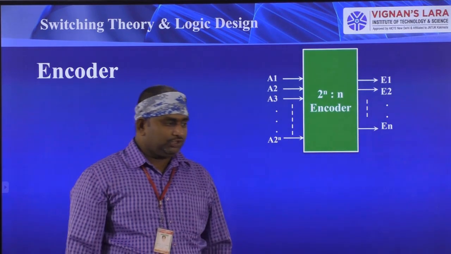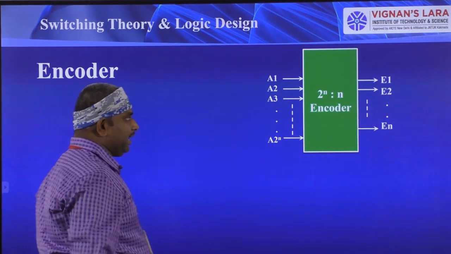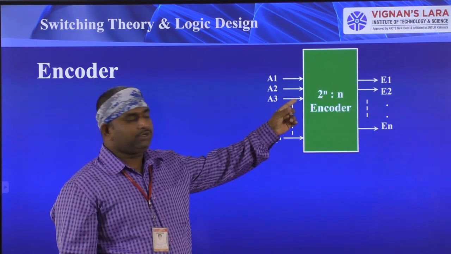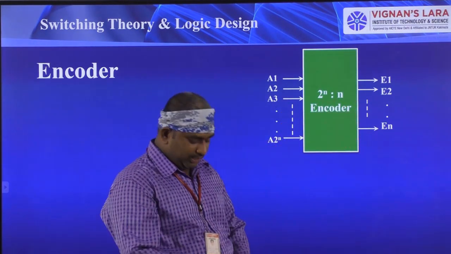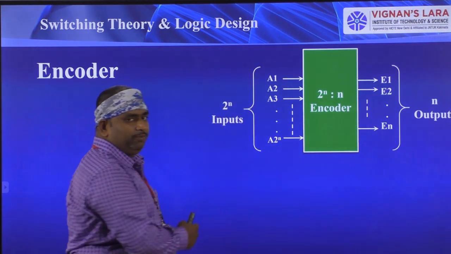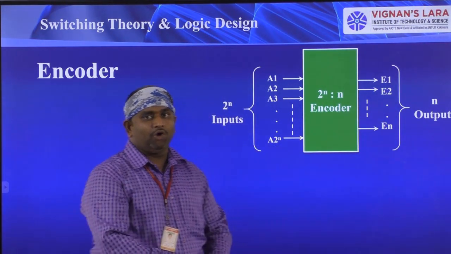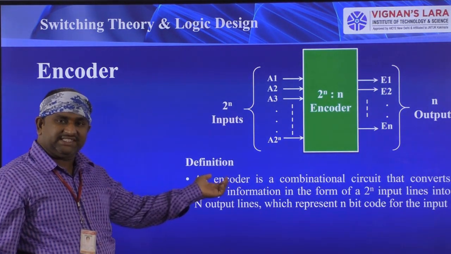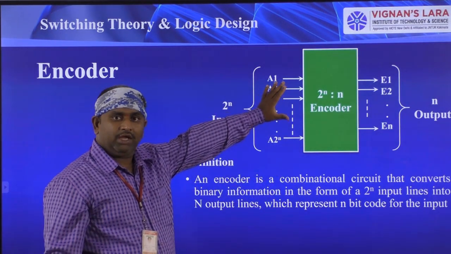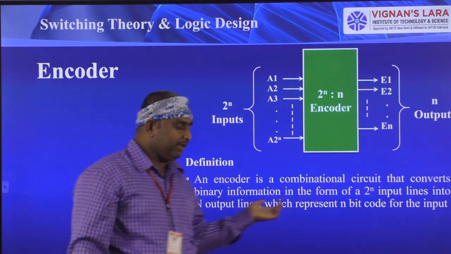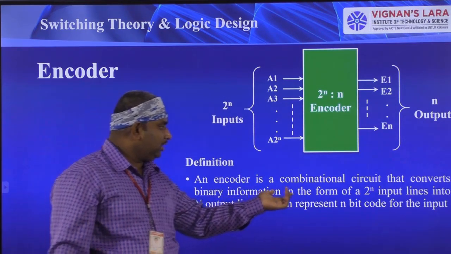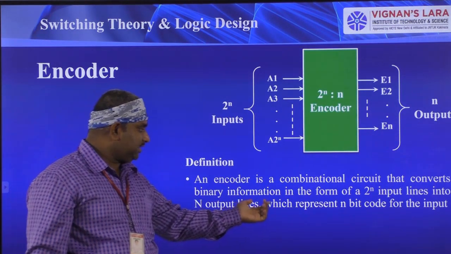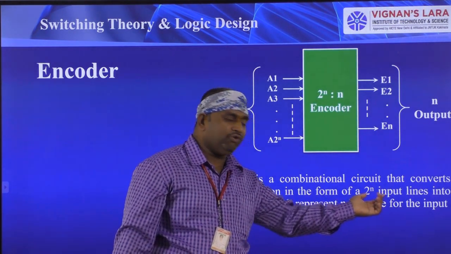Generally, we are representing an encoder in this way, where the encoder has 2 power n inputs and n outputs. First, coming to the definition of encoder. An encoder is a combinational circuit that converts binary information in the form of 2 power n input lines into n output lines, which represent the n bit code for the input.